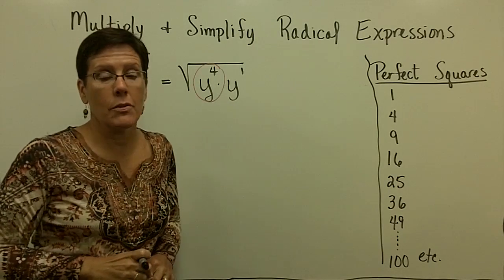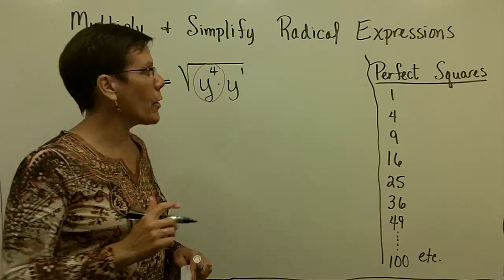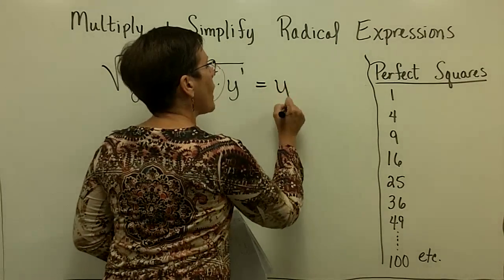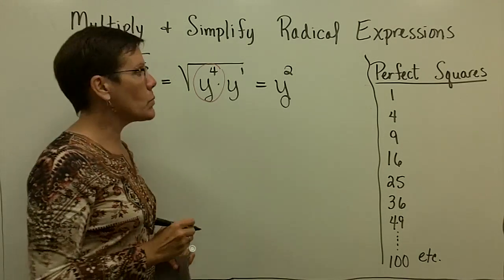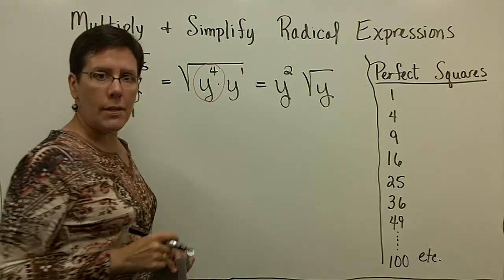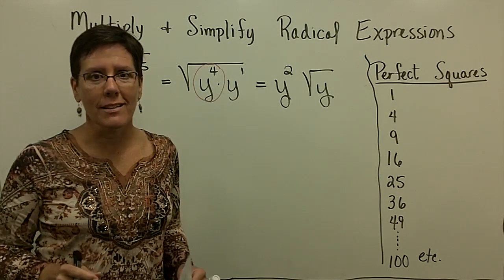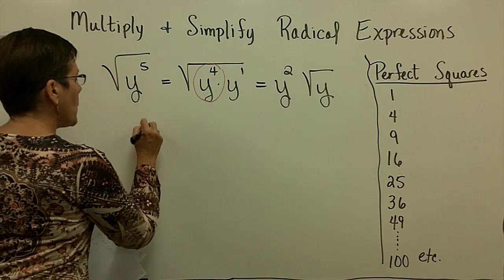And then this portion right here can be simplified. It can be pulled out from under the radical. It's equal to y squared. The square root of y to the 4th is equal to y squared, because y squared times y squared is y to the 4th. This y to the 1st has to stay under the radical. So it can be done. It's quite simple, really, when the exponent is odd.